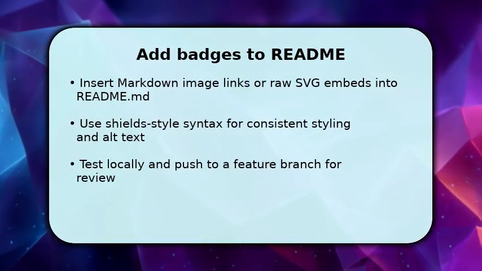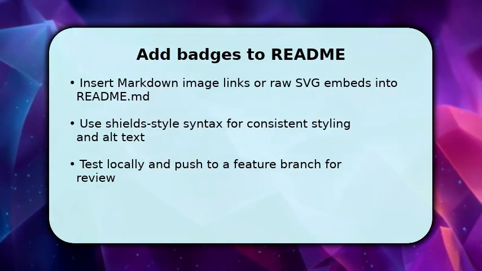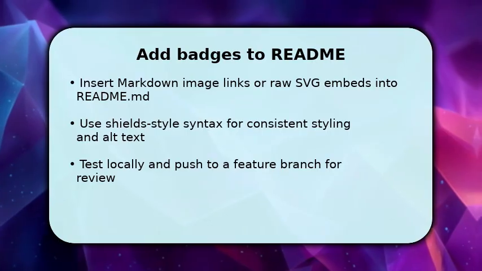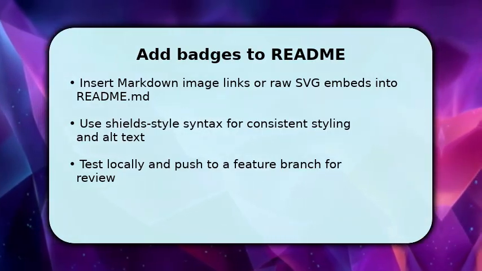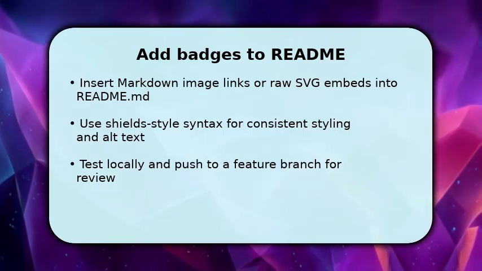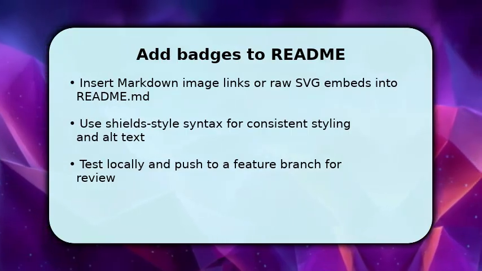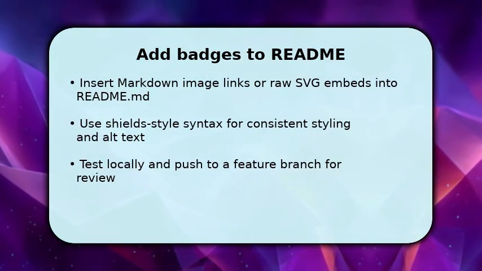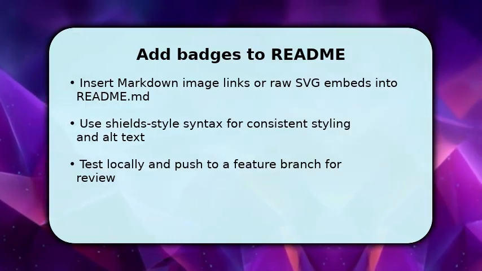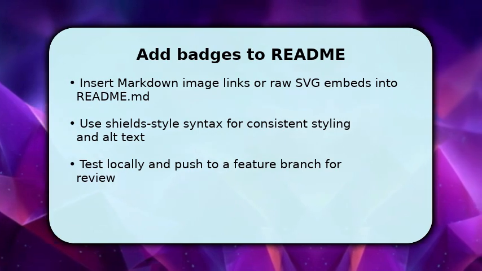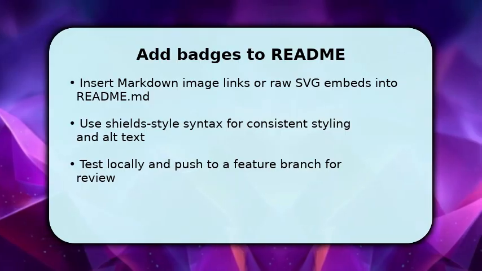Now you add the badges into README.MD using Markdown image links or direct SVG embeds for better rendering control. You should use shield-style syntax to ensure consistent visuals and include descriptive alt text so readers and screen readers understand the metric. Once you insert the code, preview it locally or in GitHub's editor. Then push to a feature branch and open a pull request so changes don't break the main README. This helps catch URL, token, or rendering issues before merging.